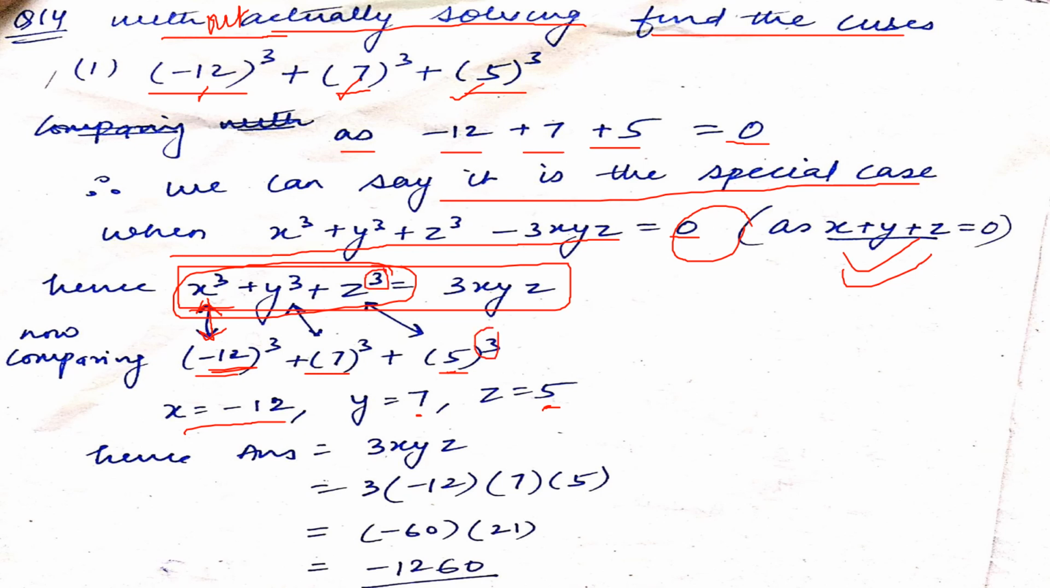You can see the power is the same here. Then only we can compare, na? Okay. After getting the values of xyz, we just have to put the values of xyz in this right hand side and we have the answer. And you can see we haven't found the cubes. We just put the values of xyz to get the answer. So the answer is 3 into minus 12 into 7 into 5.